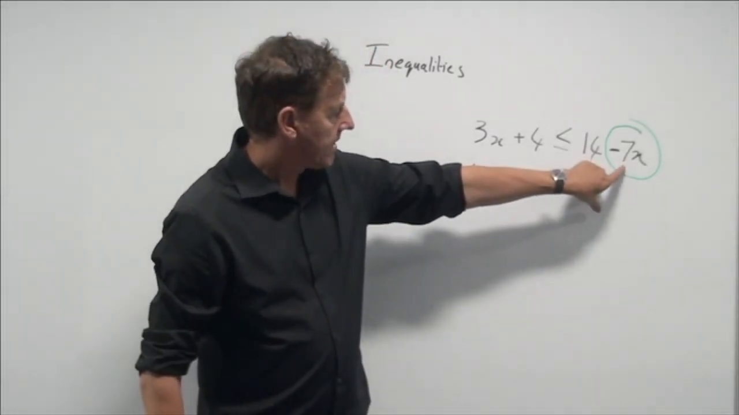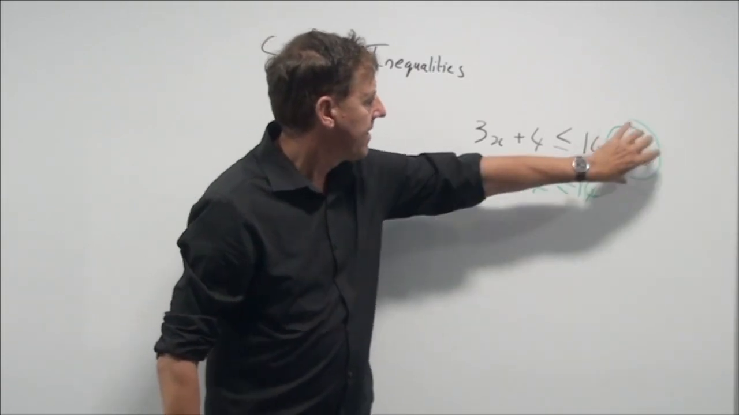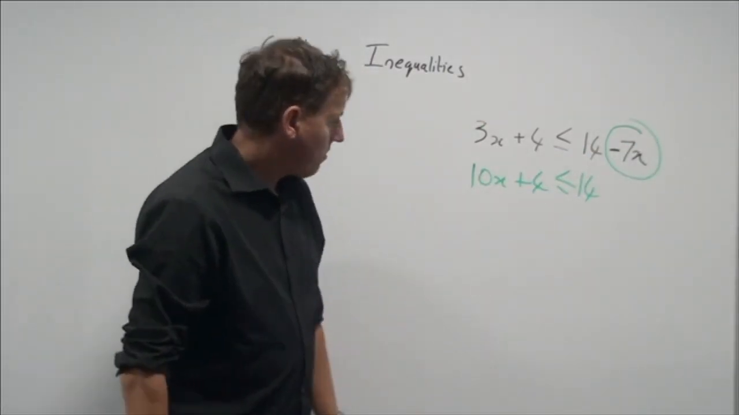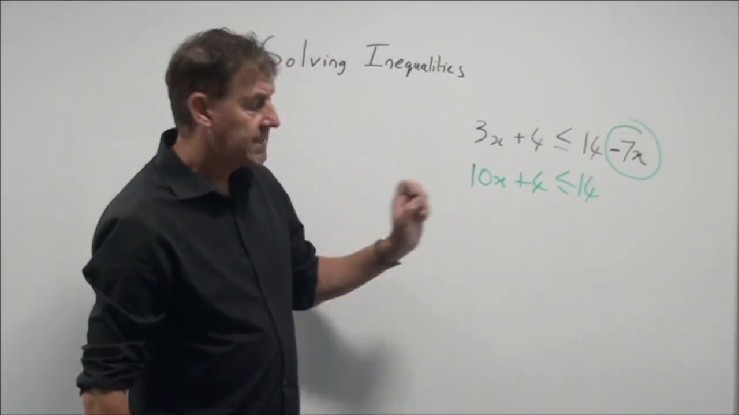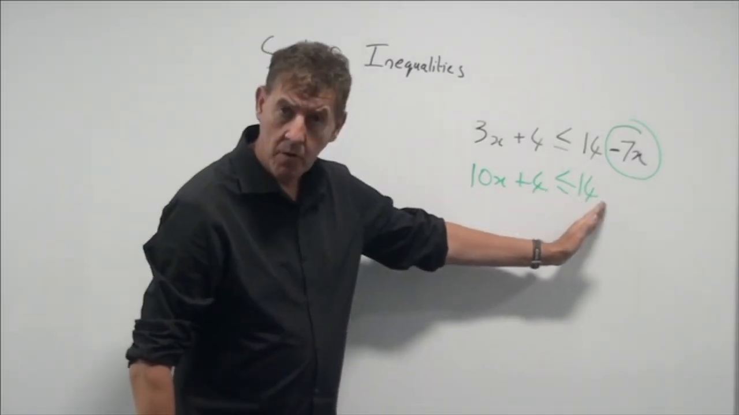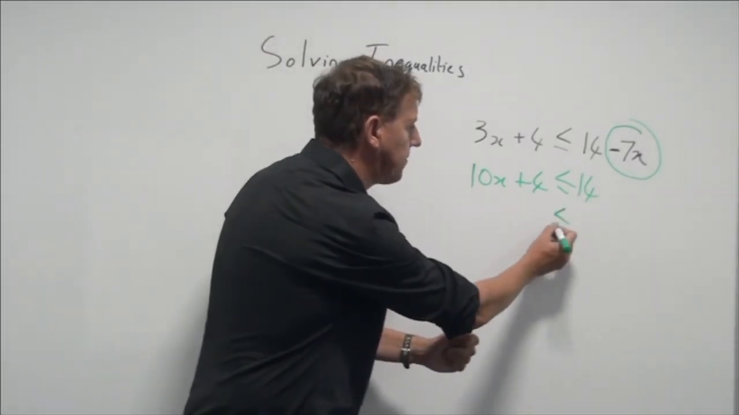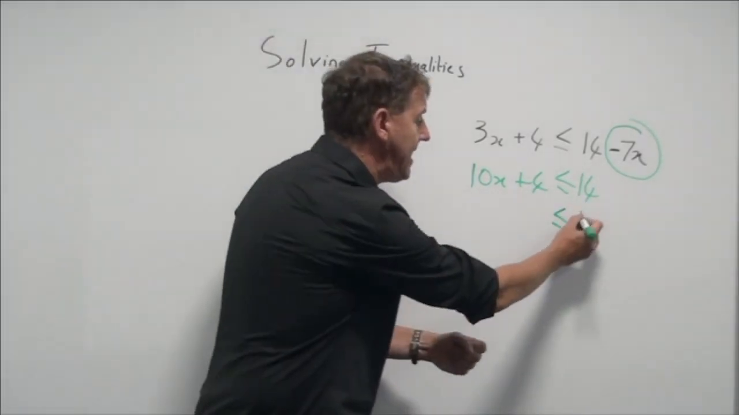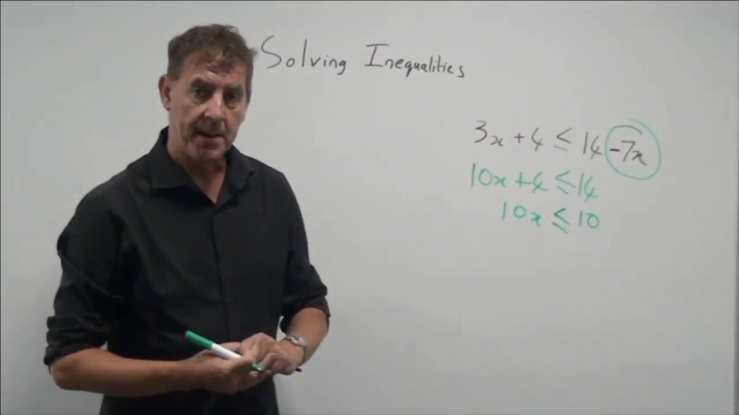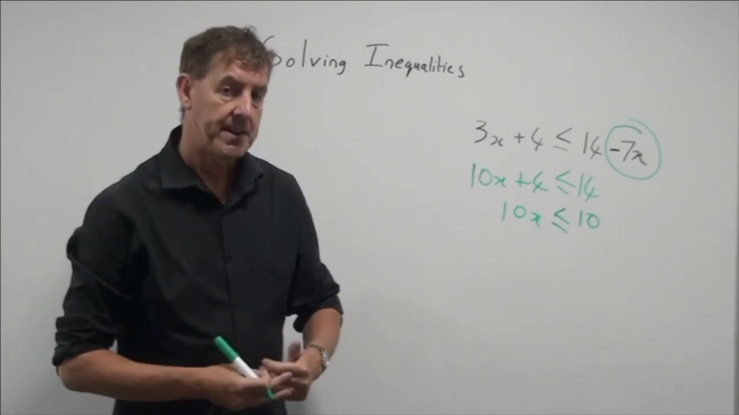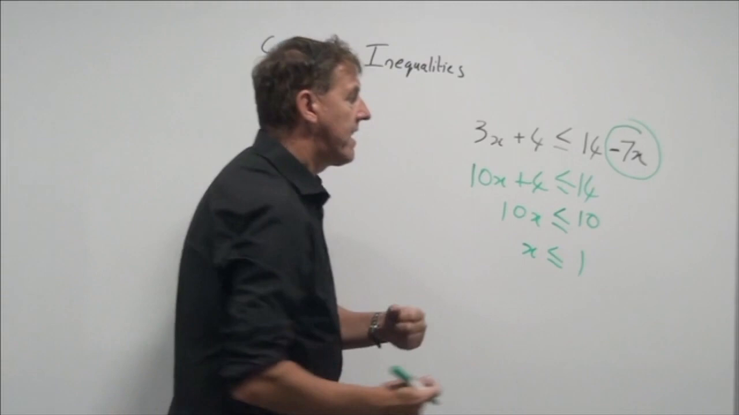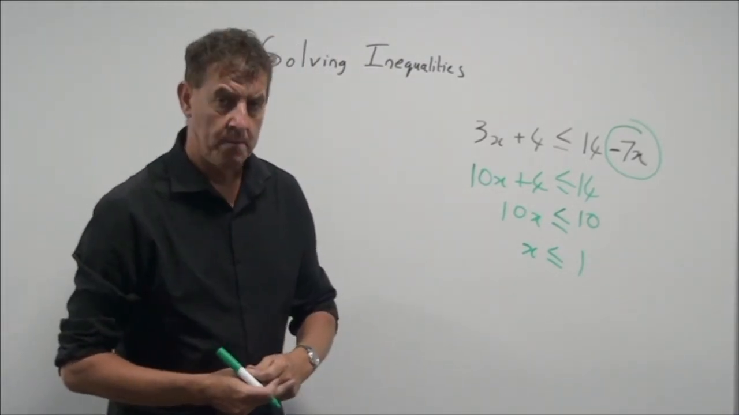Notice that minus 7x has disappeared because I've added 7x to both sides of this inequality. I've now got to remove the plus 4 and the times by 10. How do I get rid of positive 4? I take 4 off. If I take 4 off the 14, I end up with 10. And then finally, how do I get rid of times by 10? The opposite to multiplying by 10 is to divide by 10. So I end up with x less than or equal to 1.